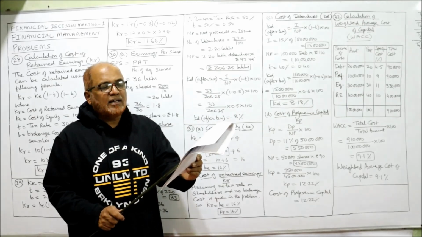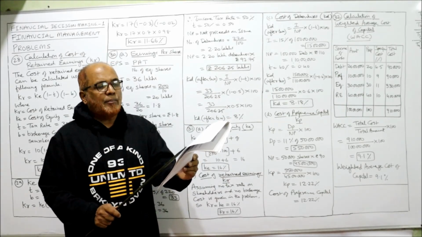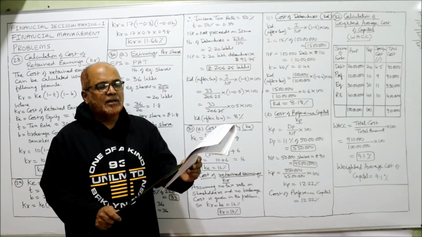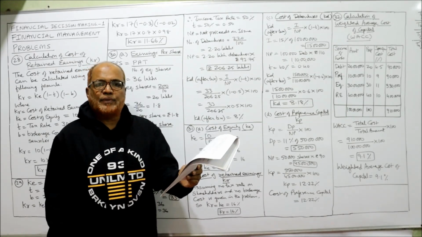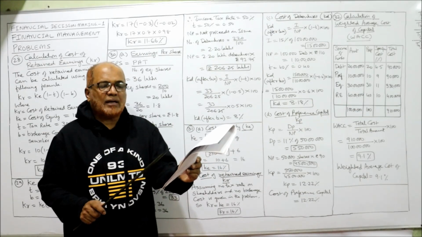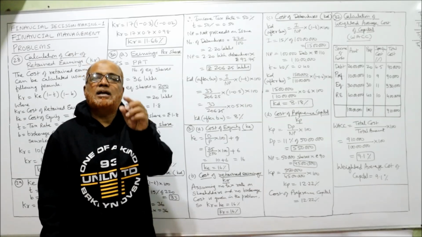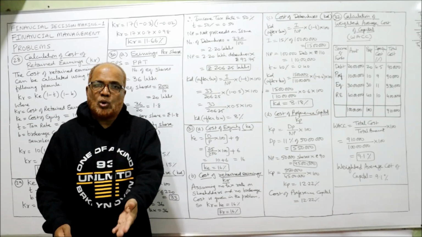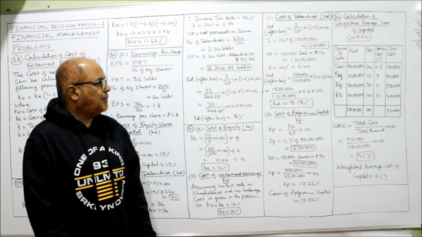10 lakh equity shares of rupees 100 each. Market value per share 250. Growth rate in dividend is 6%. Dividend per share is 25. So we are given dividend, growth rate and market price. So we can apply the D by P plus G approach, because growth rate is also given, to calculate KE.